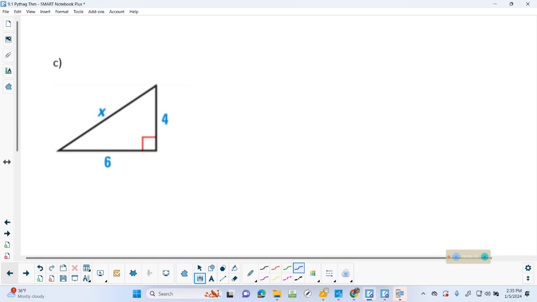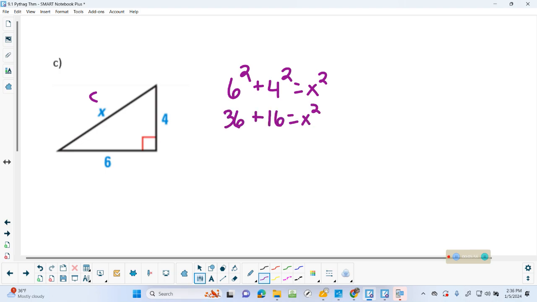All right, let's finish this last one. Question of the day: what's the hypotenuse? X. I don't care if you start with the 6 or the 4. It doesn't matter. I'm going to start with 6. Now again, you could just punch the left side into your calculator. 6 squared, 4 squared, I don't need a calculator for that. What's 36 plus 16? 52.